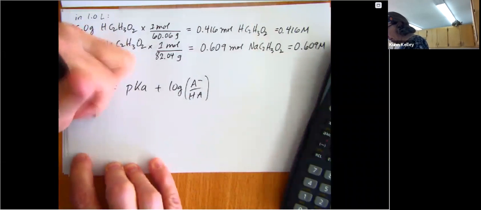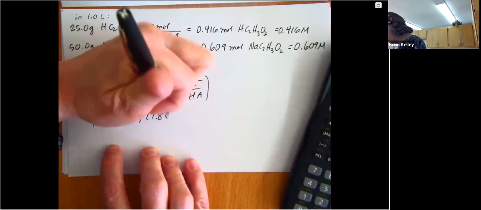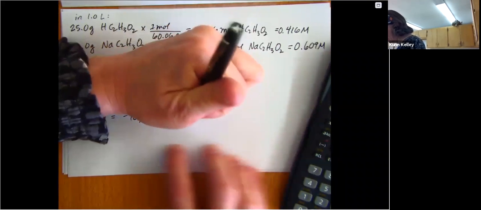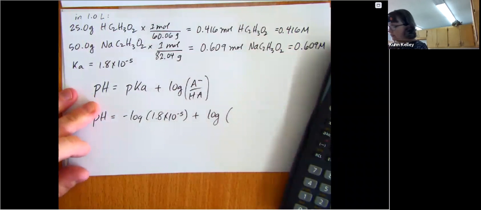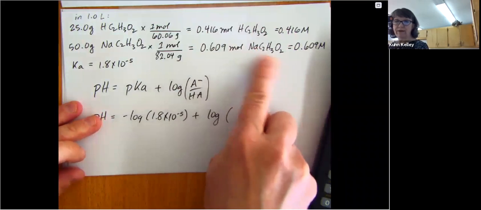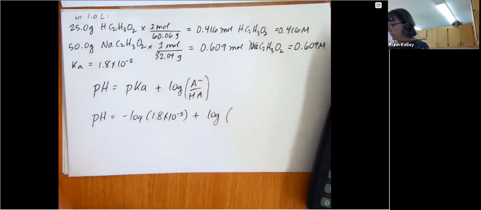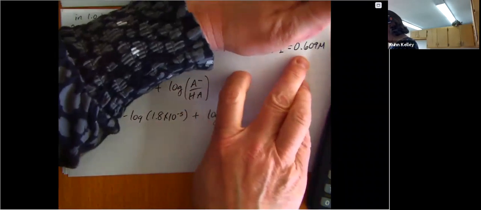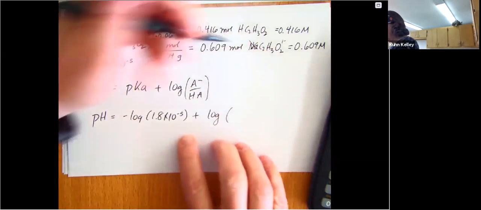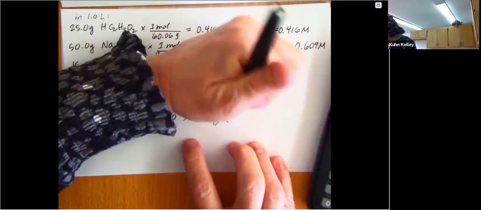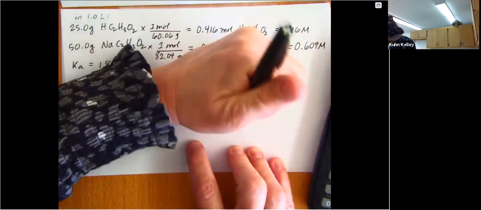So putting this in, the pH is the negative log of the 1.8 times 10 to the negative fifth, which is our Ka, plus the log of my anion over my acid. Remember that when we put sodium acetate into solution, it just dissolves and sodium becomes a spectator ion, and we just have this anion. Remember, the one with more hydrogens is the acid, less hydrogens is the base. So I'm going to put the anion on top, divided by the weak acid.